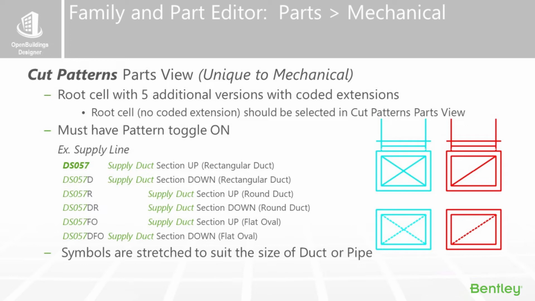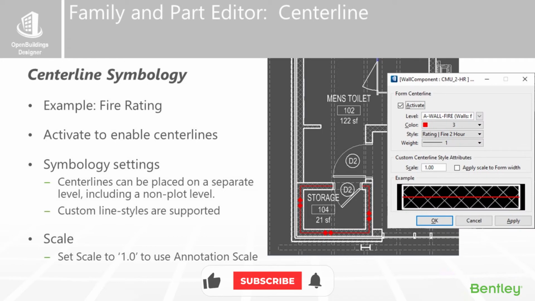It is set up in the delivered data set for mechanical, and essentially the only thing you have to apply to the family or set up for the part is that first cell there, like DS057 for supply duct. There are other cells in the library with the DR, DR, FO, and it knows to go use those cells depending if the cut's up or down, or if it's a round duct versus a rectangular duct. It automatically selects the correct cell on the drawing and places it on the drawing, and like you said, stretches it to fit the duct. So just a different use of cut patterns? For examples of centerline of a wall for fire rating.